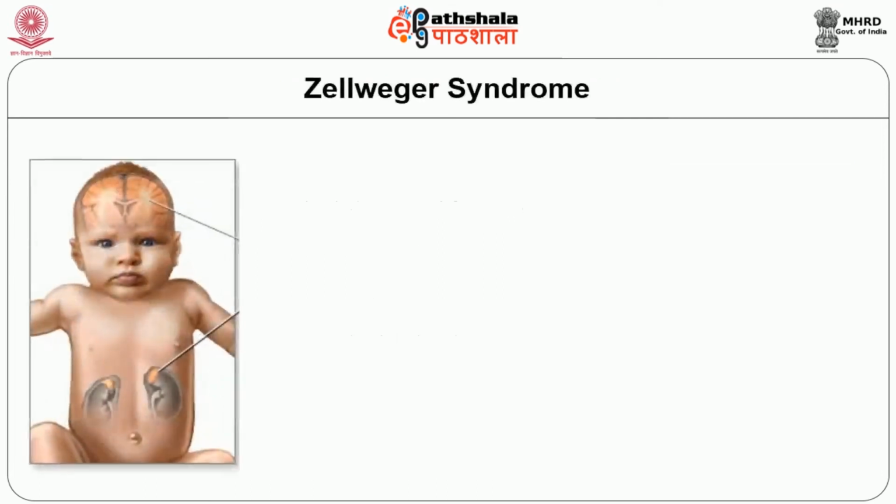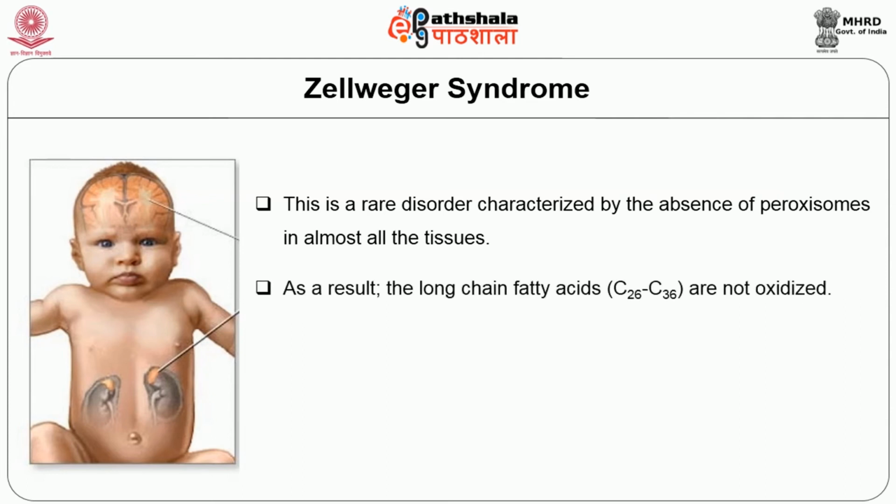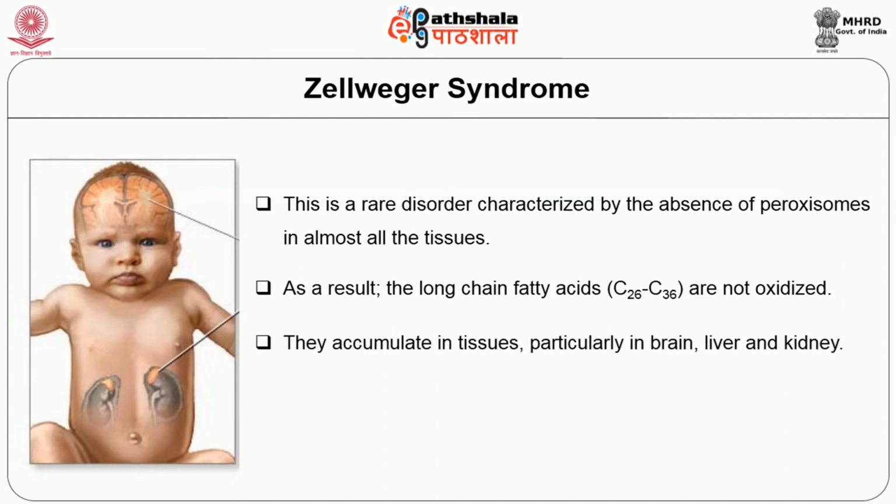Next one is Zellweger syndrome. This is a rare disorder which is characterized by the absence of peroxisomes in almost all the tissues. As a result, the long-chain fatty acids are not oxidized. They accumulate in tissues, particularly in the brain, liver and kidney.